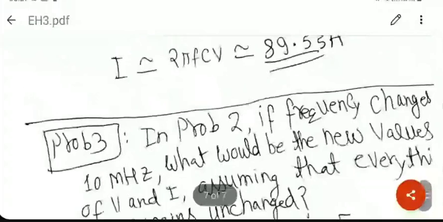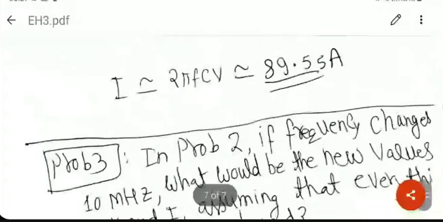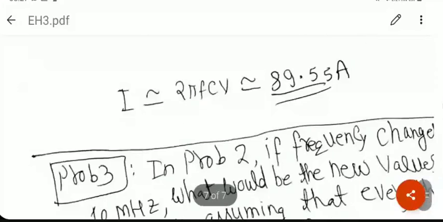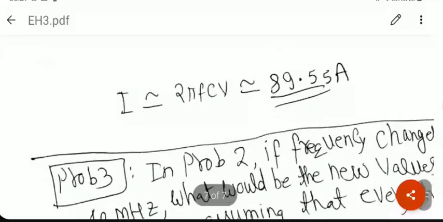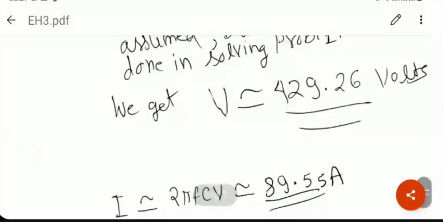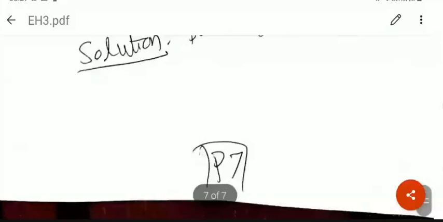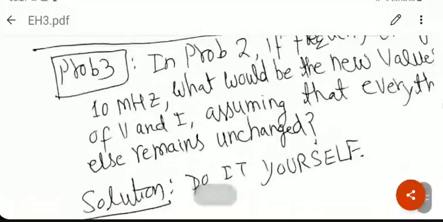some interesting results. In fact, I believe that you may not have to calculate everything all over again. If you look at the formulas carefully, and you know that frequency has gone down by a factor of 3 compared to previous problem, you should be able to work out the new values directly. But anyway, I'll leave it to you. Repeat the problem for 10 megahertz. Okay. This is how we handle dielectric heating calculations.